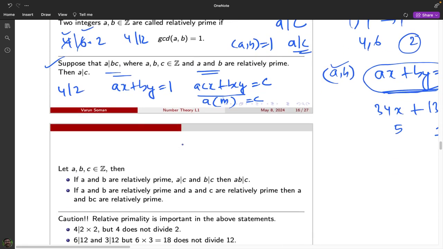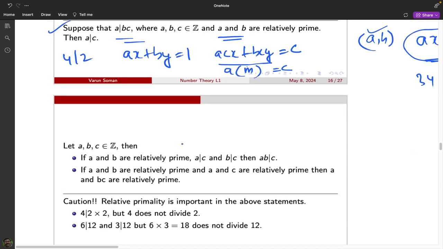Moving forward, let us look at some more results also. If a and b are relatively prime and a divides c and b divides c, then ab divides c. Again, a result for relatively prime only. Before you prove this result, remember what happens if they are not relatively prime. Just check. But before that, let us try to look at this. It is given that a divides c.